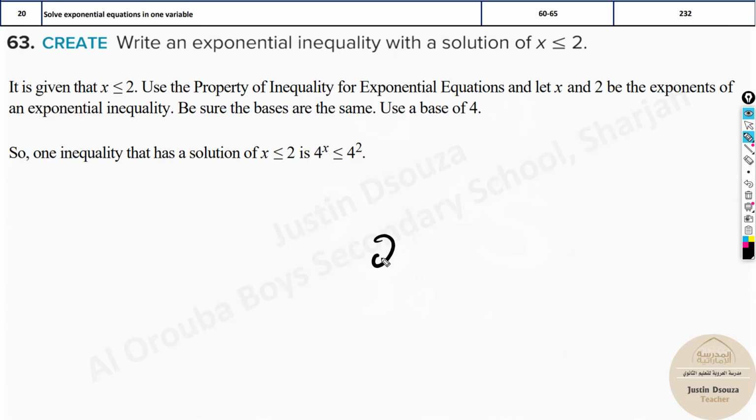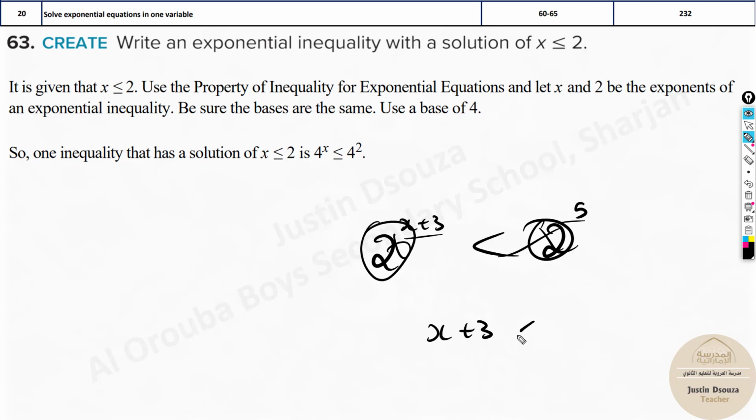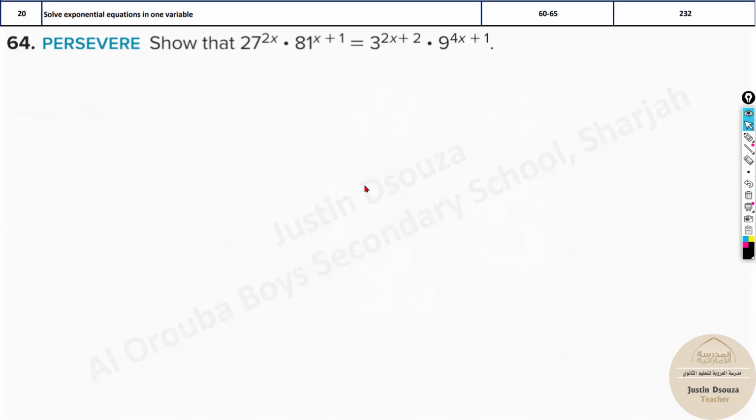Because if you have, for example, 2 to the power x plus 3 less than 2 to the power 5, as long as the bases are the same, we can equate the powers, right? We can write it as x plus 3 less than 5. We know this concept. In the same way, use the same bases. Instead of this, you can even take 5 to the power x less than or equal to 5 to the power 2. This is also fine, okay? That's what I meant at the beginning. Take the power on both sides, right? That's the concept. And over here we have an exponential problem that we need to solve.